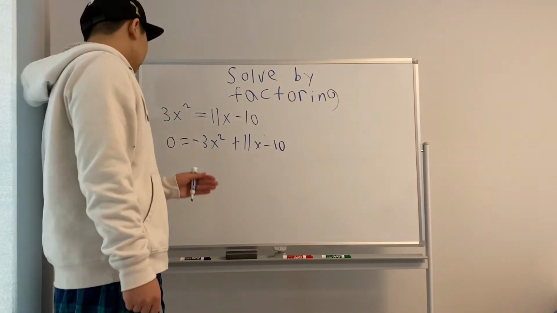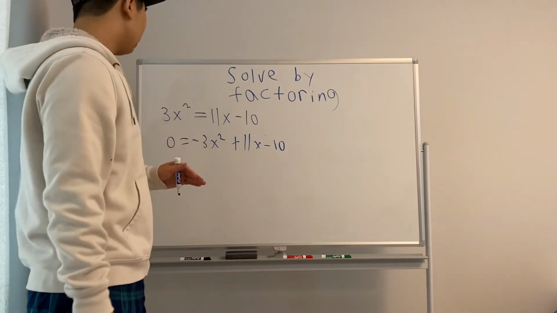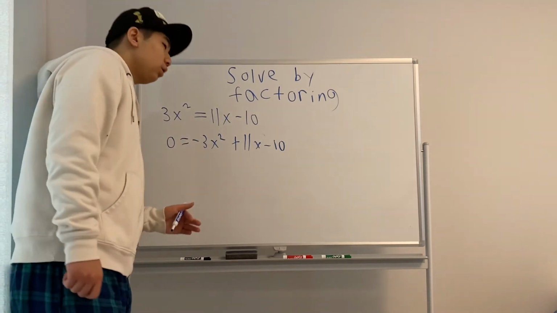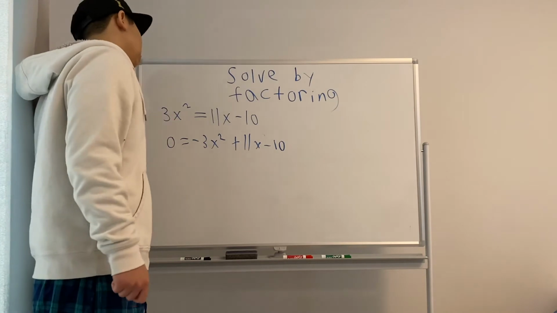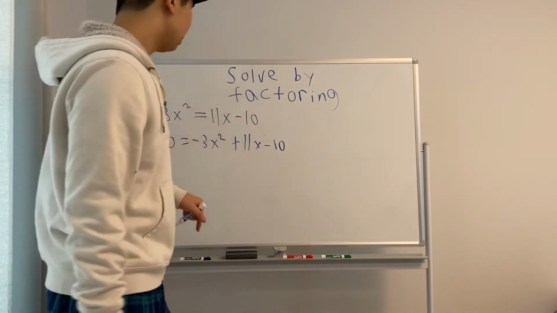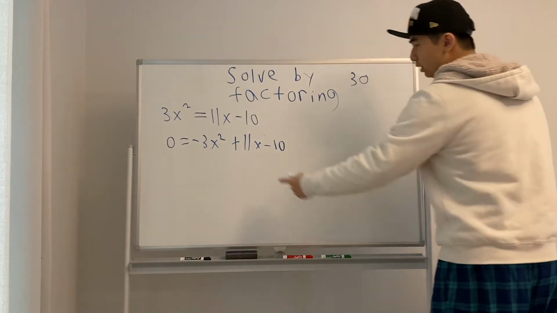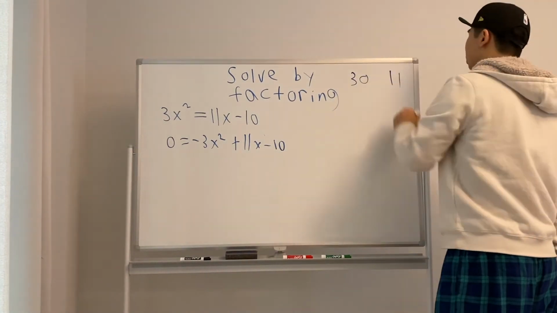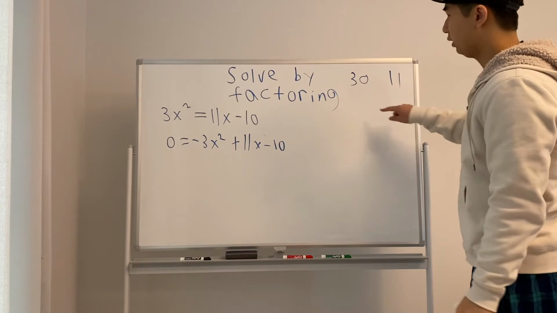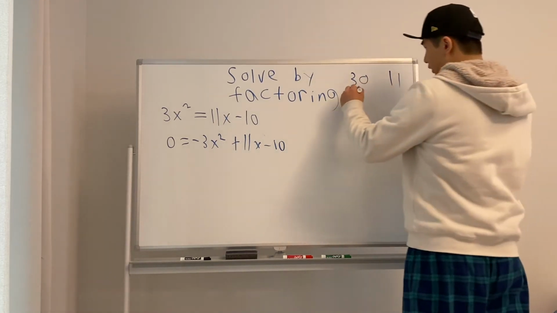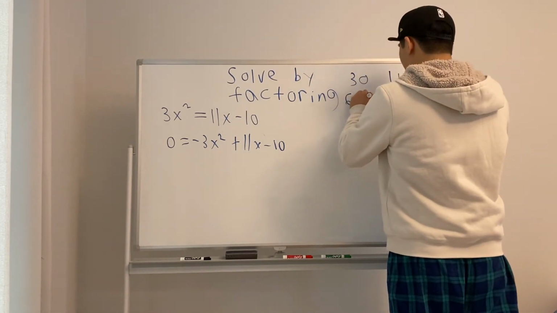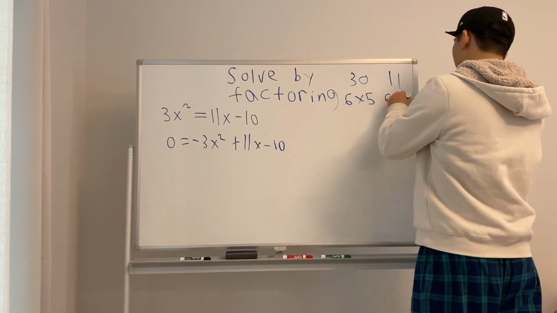As you notice, the a value is not 1 anymore. So what do we do? Well, we'll have to do decomposition the long way. Negative 3 times negative 10 is 30, so let's write that up here. And the b value is 11. So what two numbers multiply to 30 and add to 11? I think 6 and 5 do the job. 6 times 5 is 30. 6 plus 5 is 11.